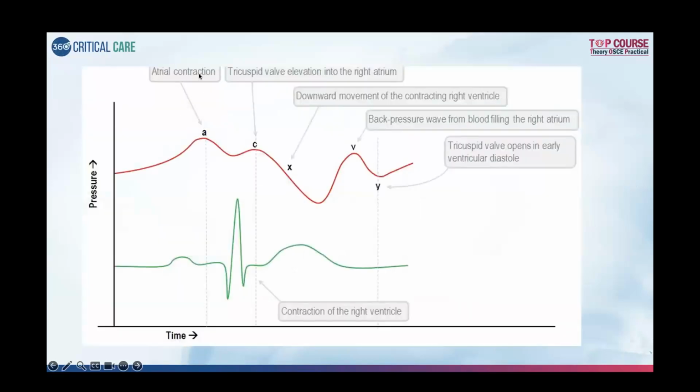A corresponds to the atrial contraction. C corresponds to the bulging of the tricuspid valve into the right atrium. Then X corresponds to the downward movement of the contracting right ventricle. V represents the back pressure wave from blood filling the right atrium. And the Y descent is the tricuspid valve opening in early ventricular diastole. So X and Y are the descents and A, C, V are the positive waves.